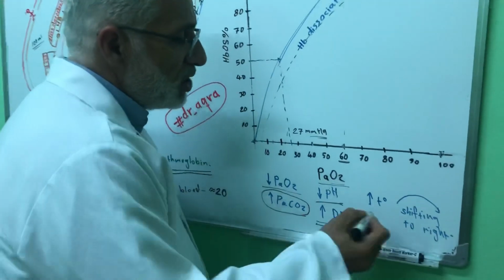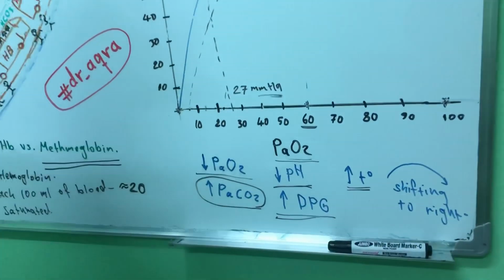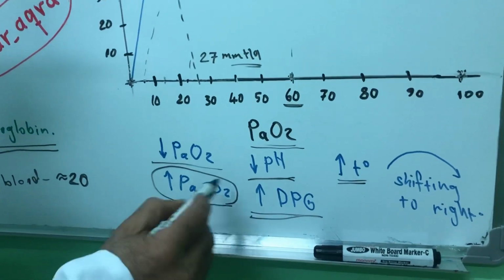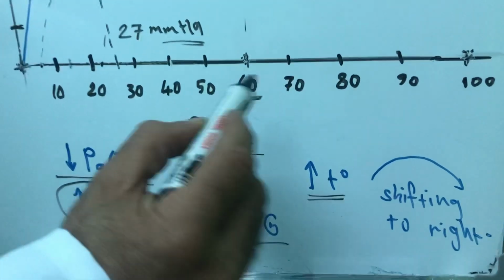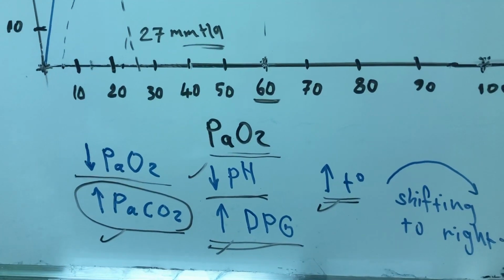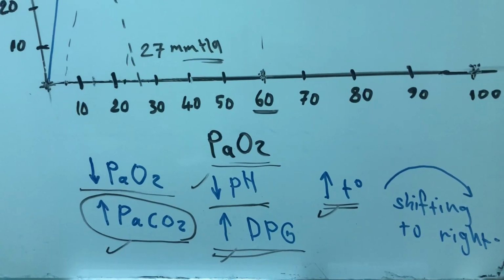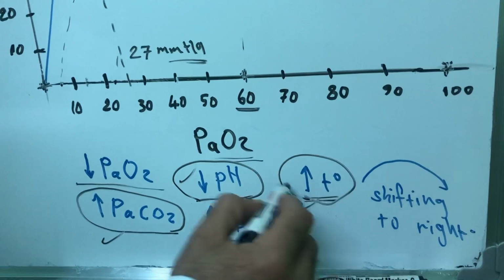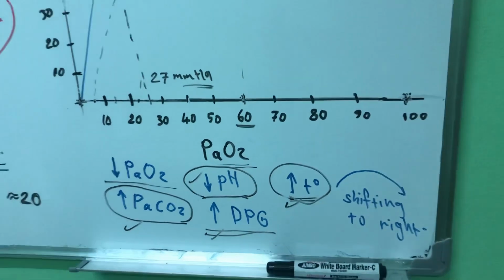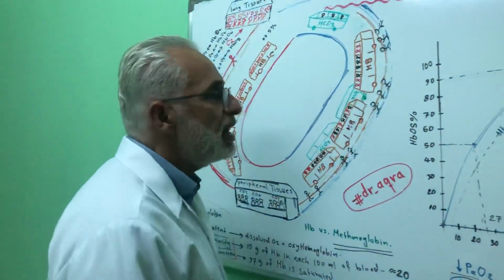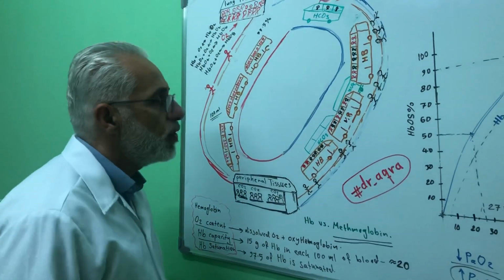Also, increased temperature will cause this shifting to the right. As you see here, increased partial pressure of CO2, decreased pH, increased temperature, increased diphosphoglycerate, especially these three factors, all of these are actually markers of increased metabolic activity in the peripheral tissue.